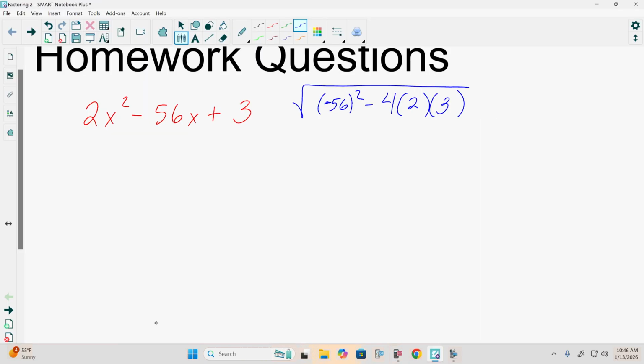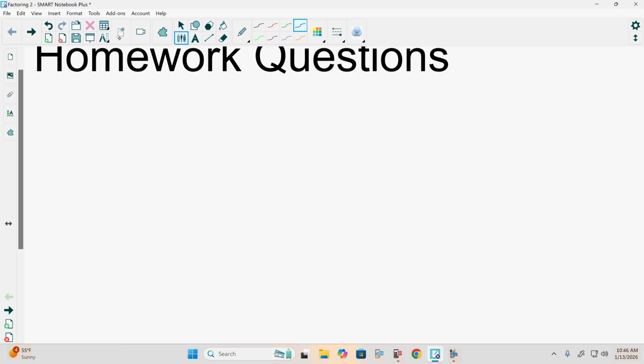Now that doesn't tell us anything about how it factors or what it does. It just tells us this does not factor. Does that make sense? So taking that square root of b squared minus 4ac is not so much helping us solve it or factor it, it's just can it factor or can't it factor?